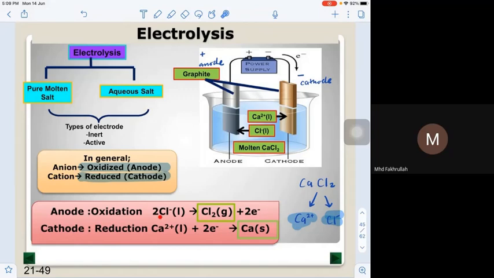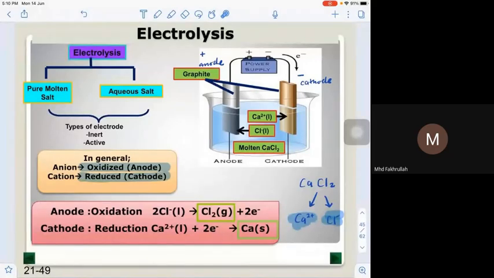Because we want the chloride to undergo oxidation, we look at the table and reverse it. So the equation will be 2 Cl- turns to Cl2 and 2 electrons. So the product produced at the anode is chlorine gas, and we will observe bubbles of chlorine there. This is how we predict the products at the anode and cathode. The simplest prediction is when we have a pure molten salt.